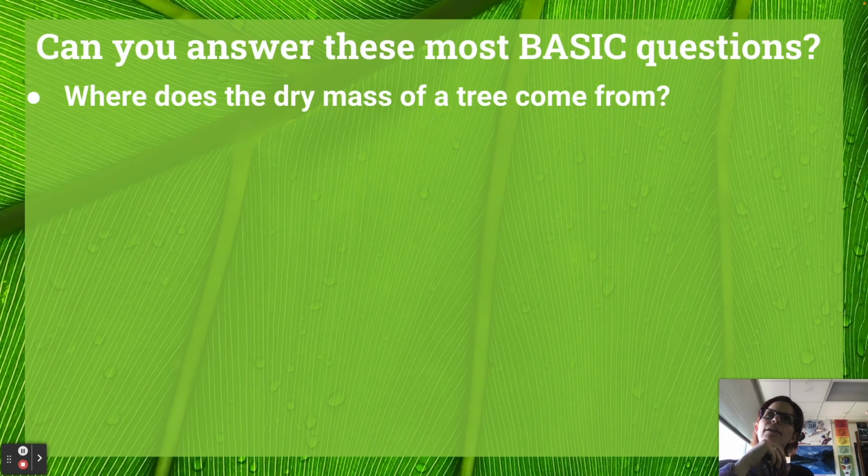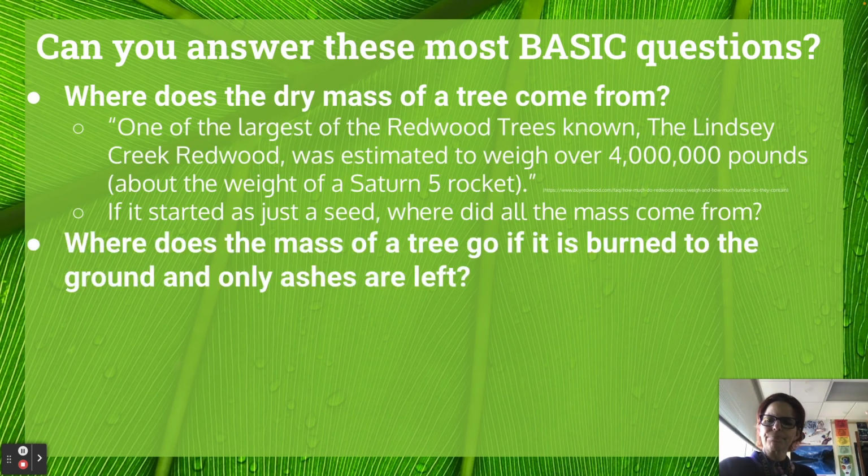Okay, and then hopefully everybody's got this now. Where does the dry mass of a tree come from? Carbon dioxide, right? So the air, fine. Just don't say the soil. Don't say the roots, something like that. And where does the mass of a tree go if it's burned to the ground? Back into the air again, right?